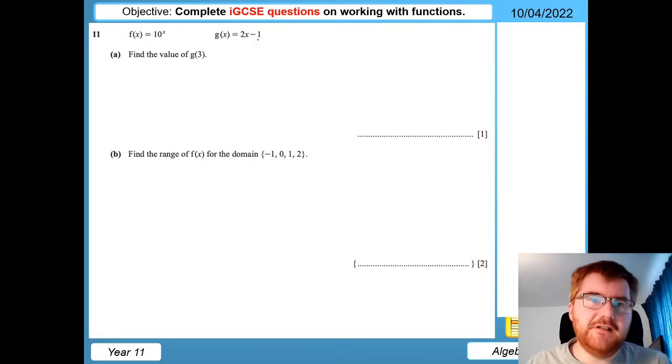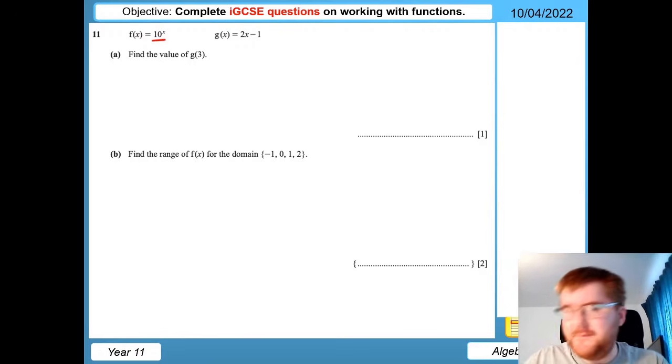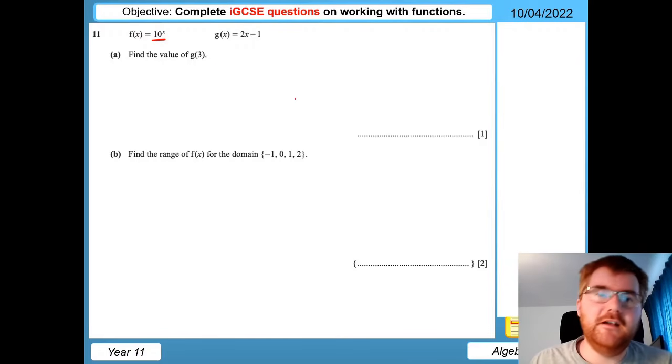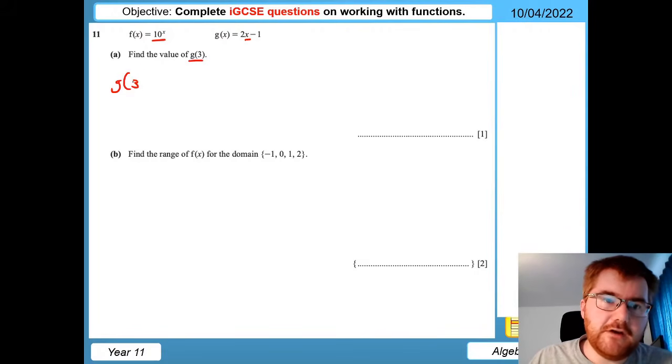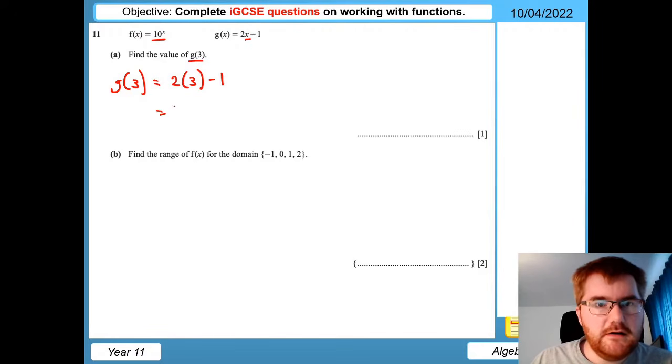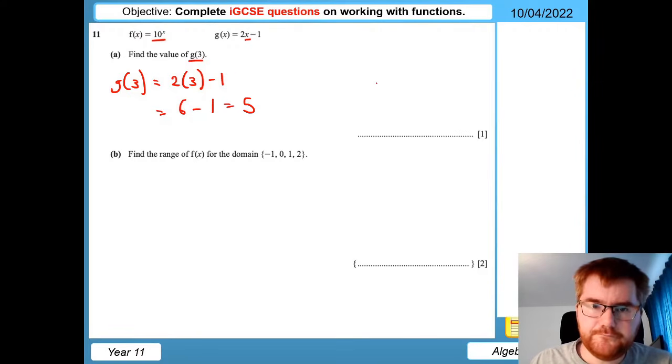So on to question 11, and now we've got 10 to the power of x. So you know there's going to be some logs involved a bit later on, so that's going to be fun. First of all, we need to work out the value of g of 3. Wherever we see an x in the g function, we're going to put a 3. So g of 3 is equal to 2 lots of 3 minus 1. 2 times 3 is 6. 6 minus 1 is equal to 5. Nice, so we can just put 5 there.